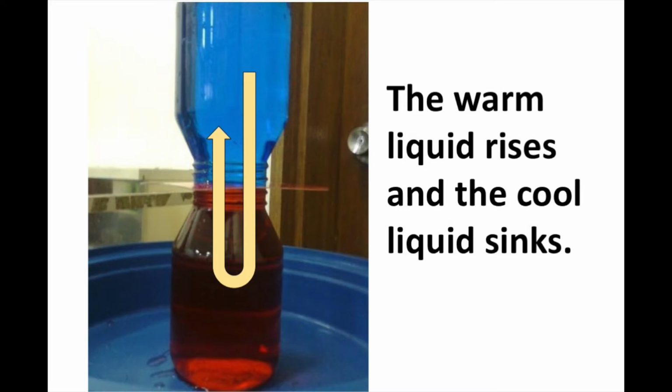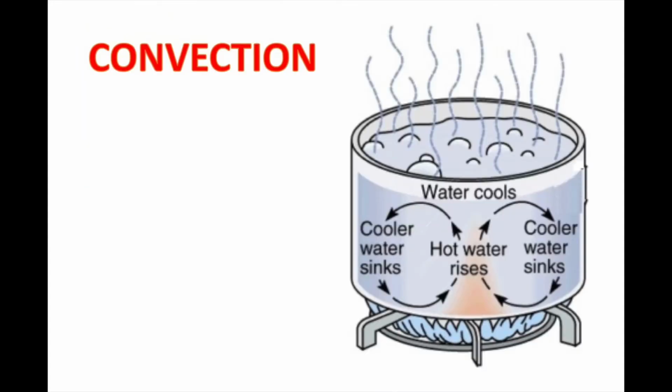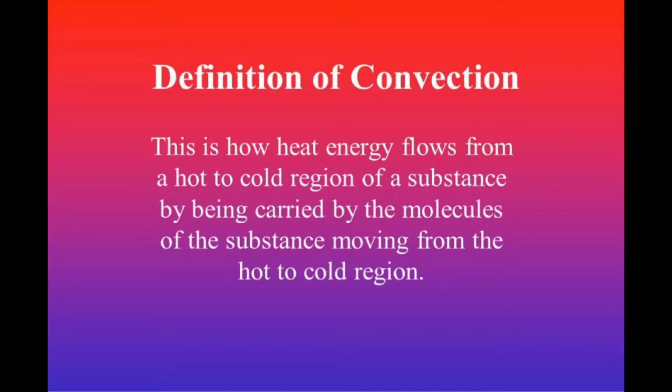In this experiment, you saw that heat travels upward as the warmer liquid rises and reaches the region which is relatively cooler. When liquid is heated, the molecules move faster. It rises, causing the cool liquid to sink. The difference in temperature caused the movement of the two liquids. This type of heat transfer is called convection.